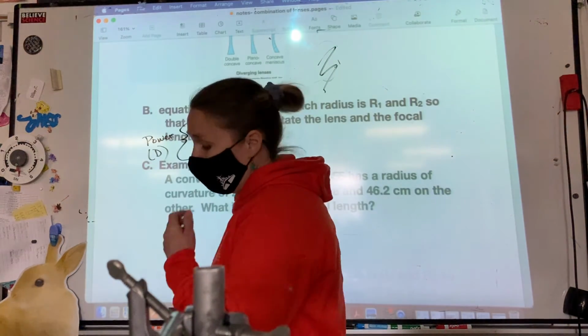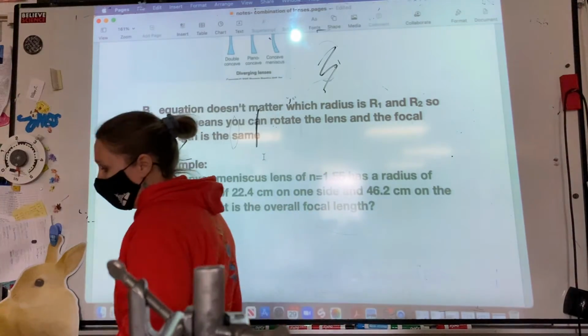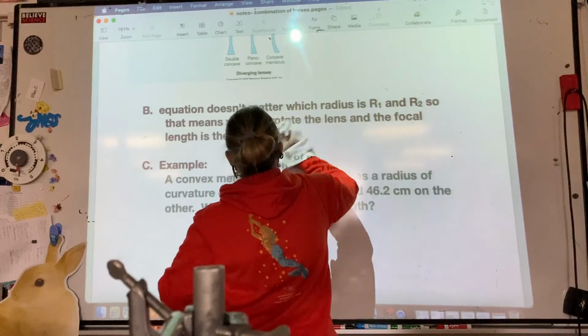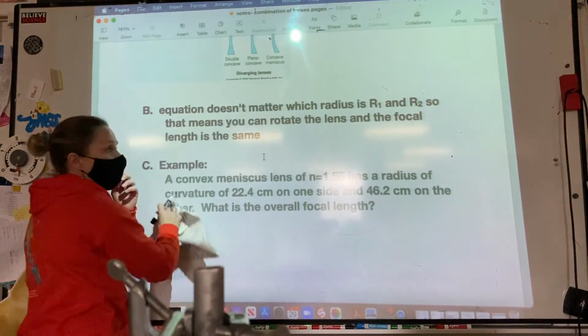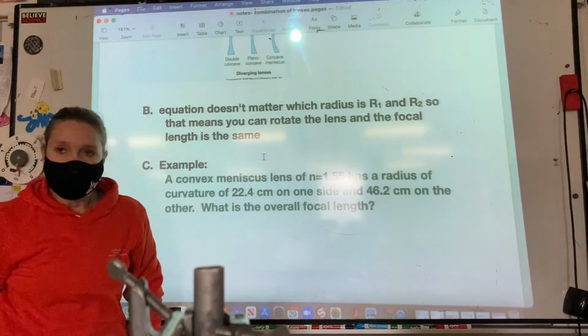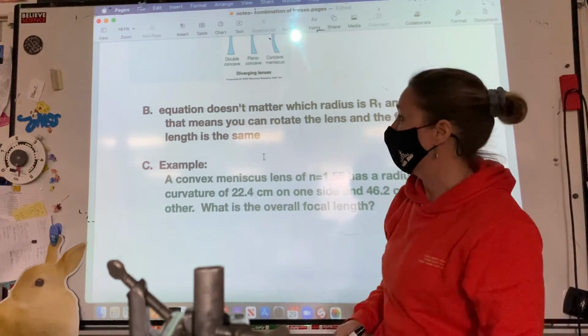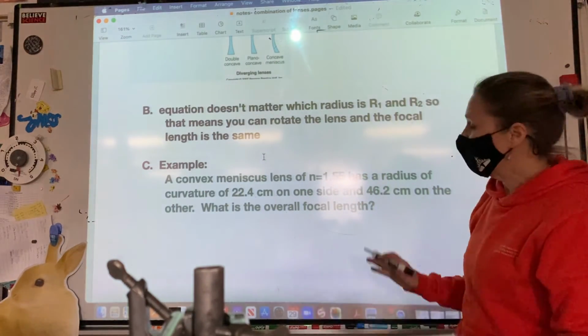You can rotate the lens in the long run. When you plug in for the formula, it depends on how you look at it, and it should all work out. All right. So if you take a lens and look at it from either direction, you're going to get the same kind of image coming out of it. All right. Let's just try a problem.